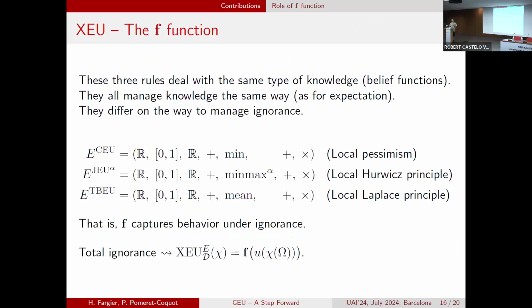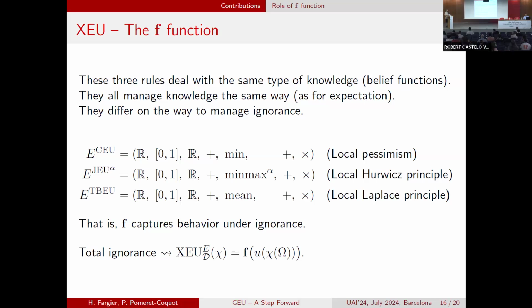Okay. So what I want to emphasize with the three decision rules is that they deal with the same kind of knowledge and they manage the part of precise knowledge the same way, which is the expectation way with sum and product. So it's quite natural to have the same box plus operator, which serves to encode the knowledge, and the same O times and O plus operators here. On the other side, they differ on the way to manage ignorance in case several utility values are possible, and that's why they differ only on the F function. So what I want to say is that F serves to capture the decision-making behavior under ignorance.